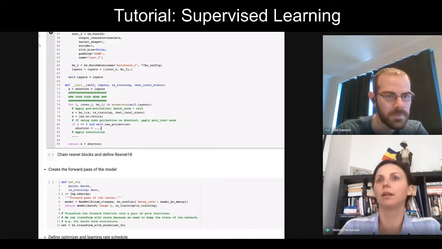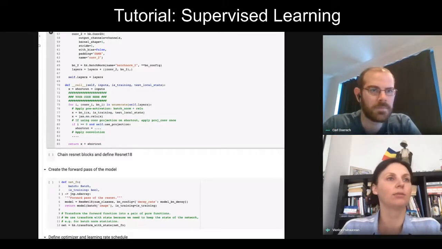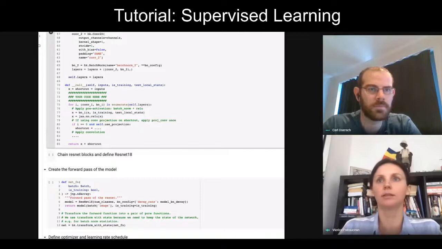Okay, so I've put in the code for batch norm and ReLU. I will just add now the convolutions. Hopefully you've implemented this on your own.